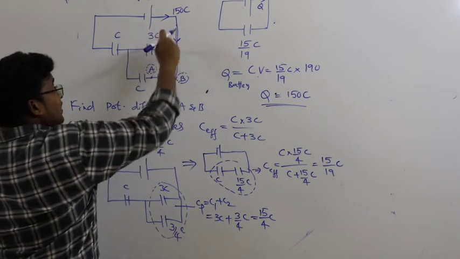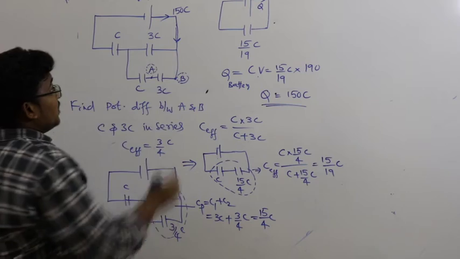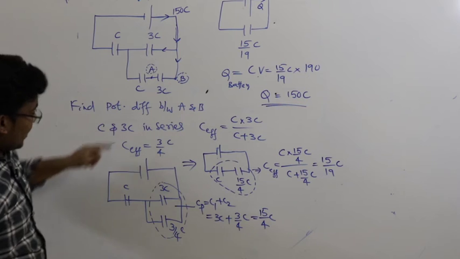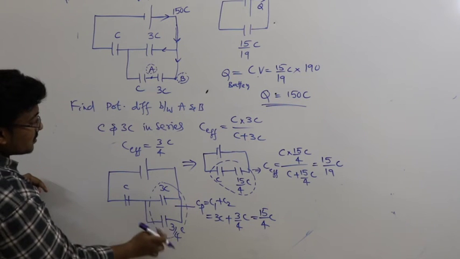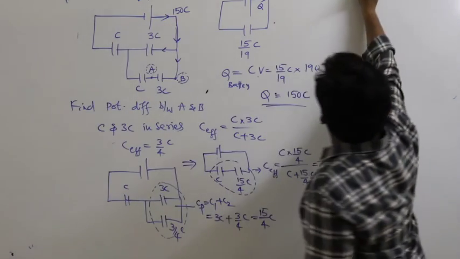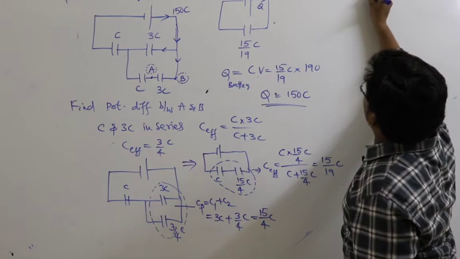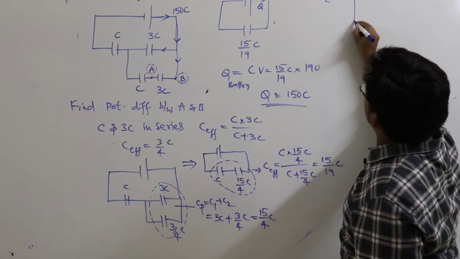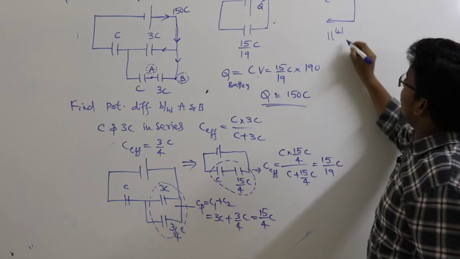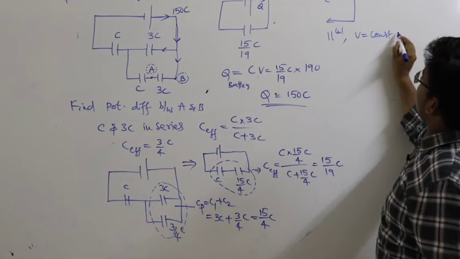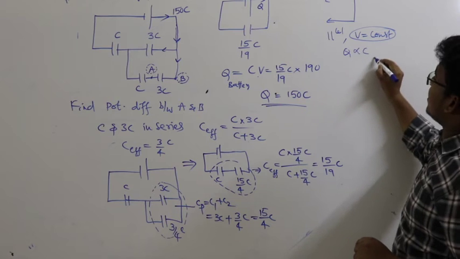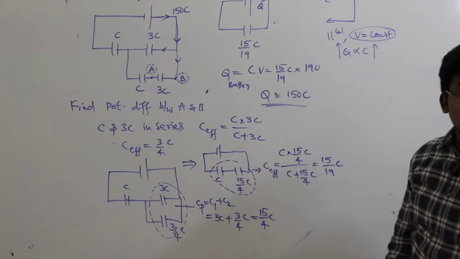When it is coming like this, it can split into two parts. And you know that this is 3C, and this we already solved because it is 3C by 4, so these charges will divide. The coming charge 150 C will be divided into two like this. Now you know, as they are in parallel, V is constant. When V is constant, Q is directly proportional to C. More the capacitance, more the charge.